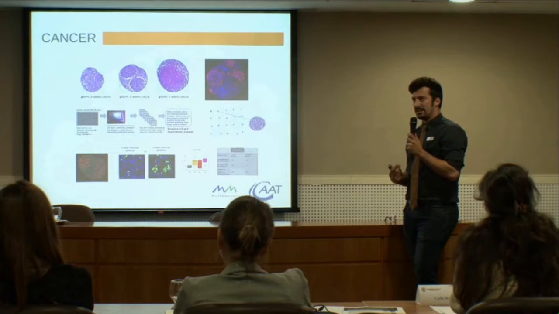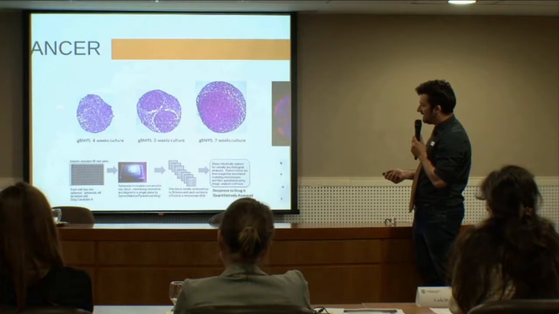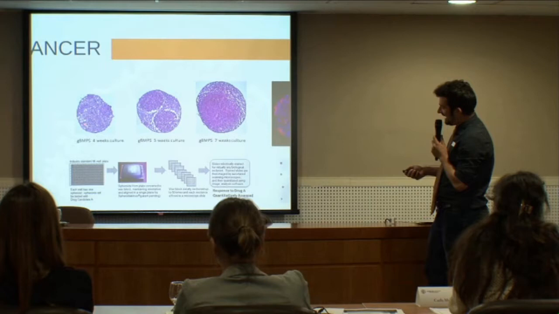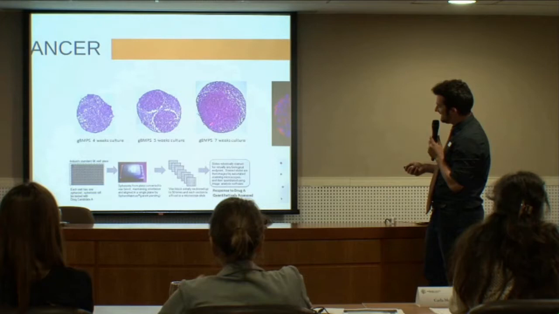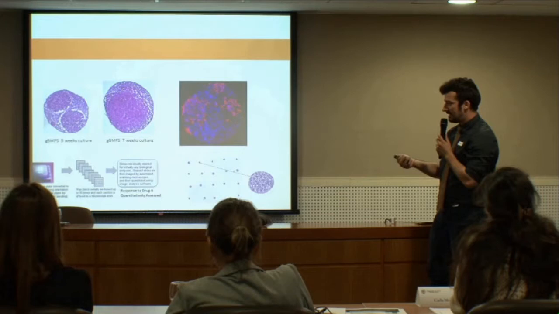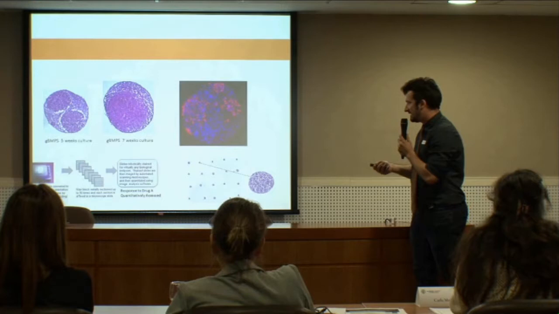So what we did in this project is we incorporated glioblastoma in our spheres, right? This is 4 weeks, so we introduced the glioblastoma here. After 5 weeks, you see that the glioblastoma is growing, and after 7 weeks, it's just taking over all the area. And the good thing is we chose a glioblastoma line that was taken from a patient, so we can track how the glioblastoma is spreading over the organoids.